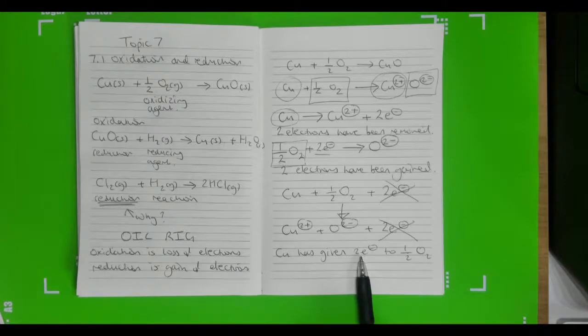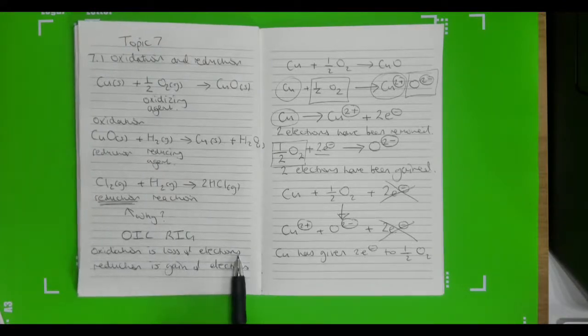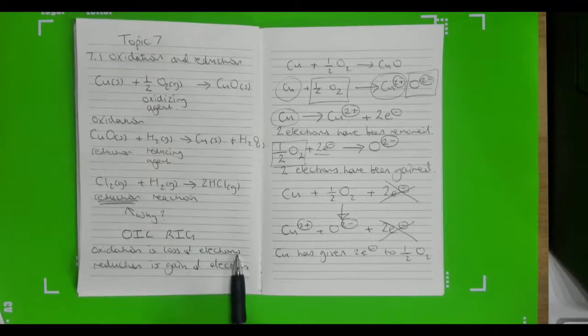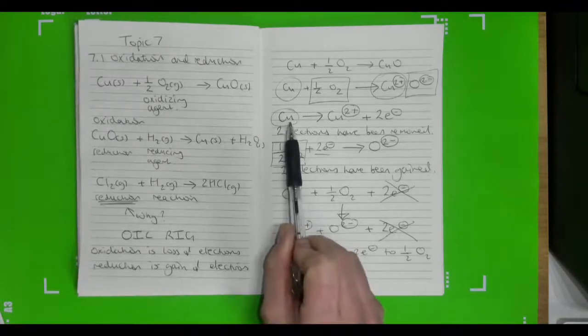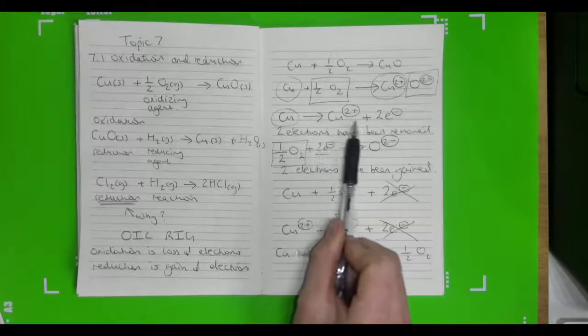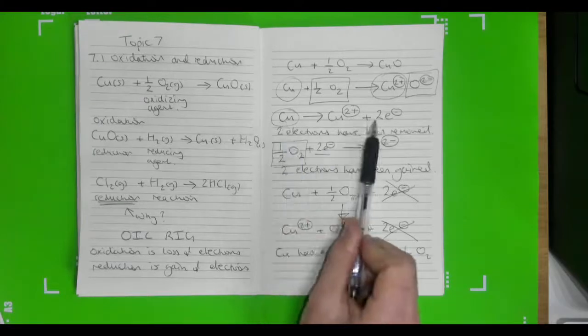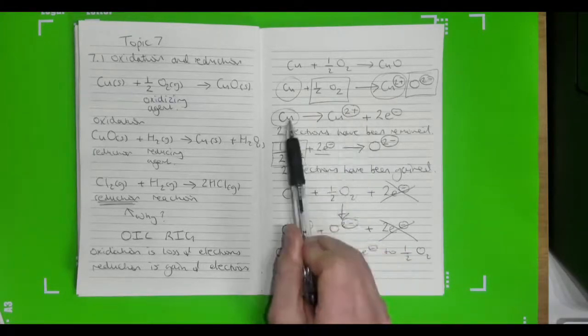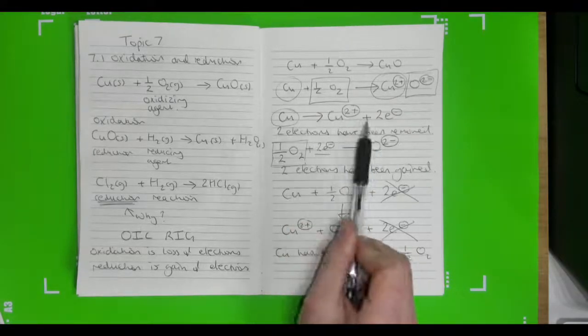So we can go back to our original equation to work out what's happened in terms of oxidation and reduction. Remember, oxidation is loss of electrons. Let's have a look to see what's lost electrons. The Cu here has lost electrons. So the Cu has been oxidized.